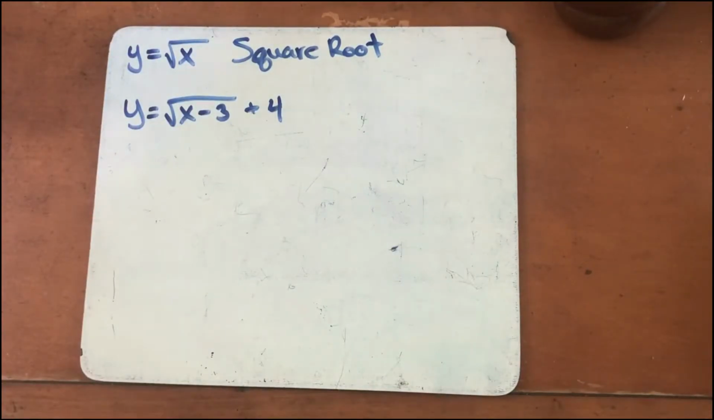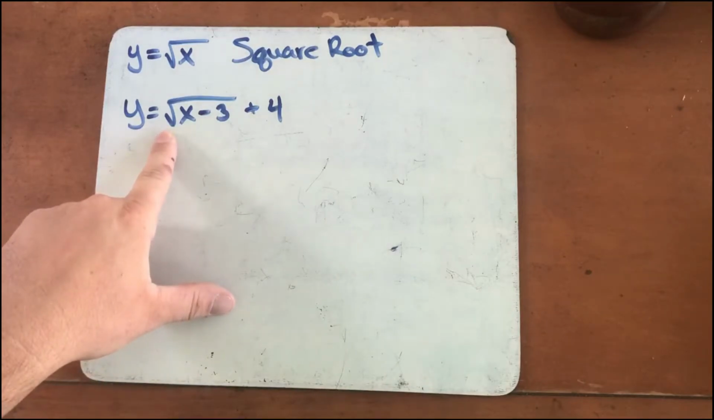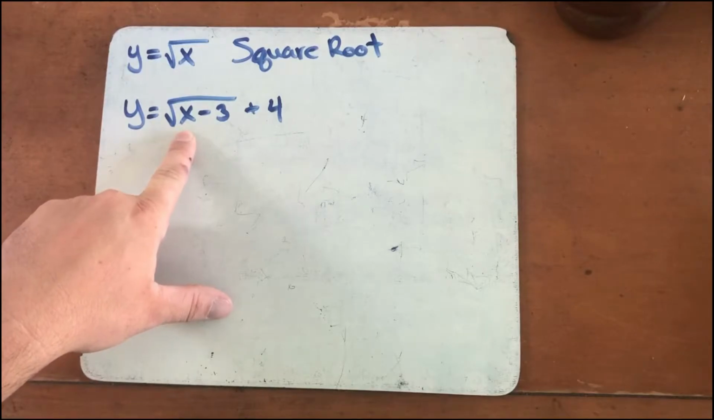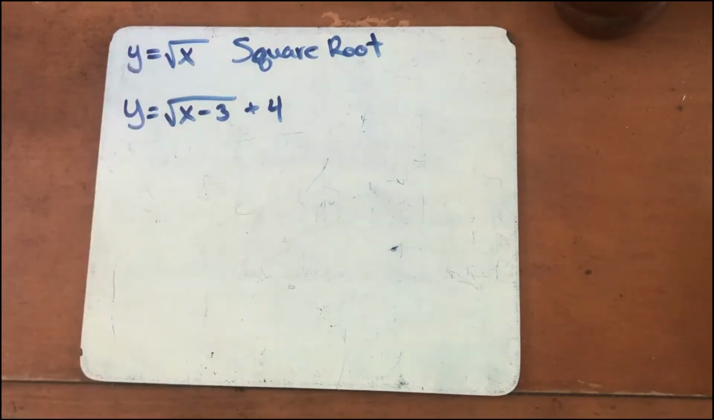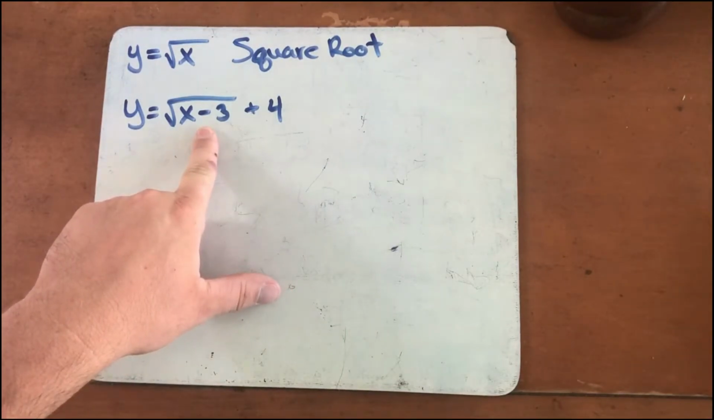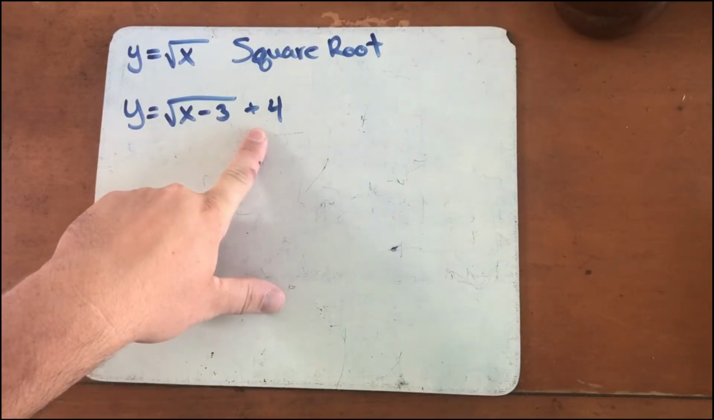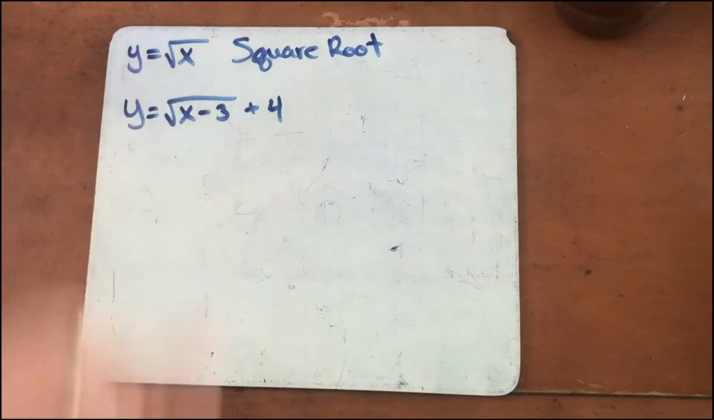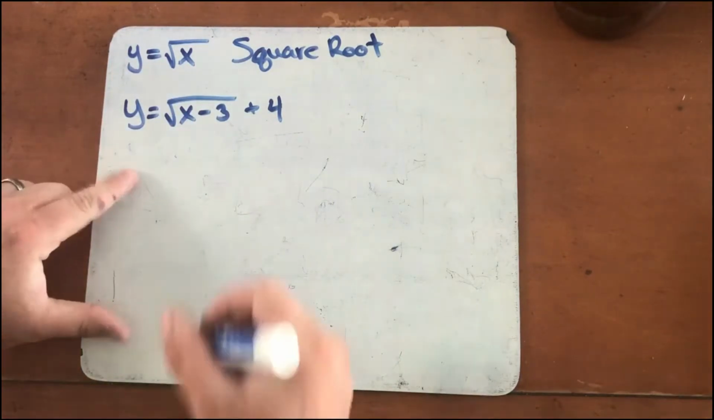All right, we'll talk about shifts later, but notice it has a square root. If the problem has a square root and x is underneath the square root, its parent function is the square root function. That's all there is to it. Adding or subtracting something underneath the radical just means it's shifted left or right. Adding or subtracting something at the end means it's shifted up or down. But the x is underneath the square root, so its parent function is the square root of x.